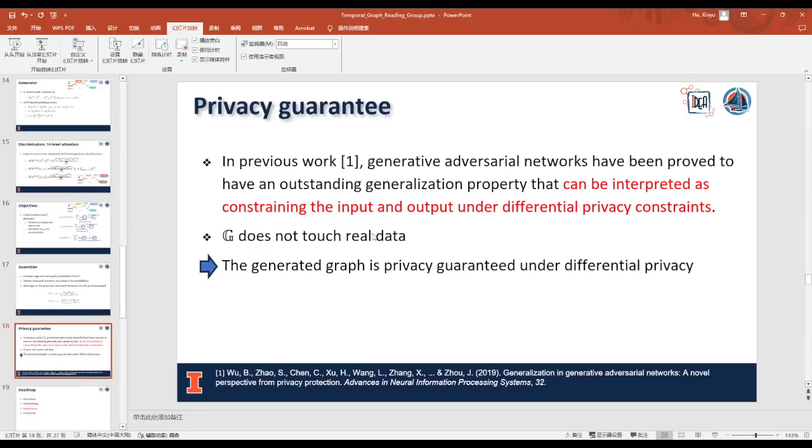As we introduced in the previous sections, the perturbed graph is differential privacy insured. In this part, we claim that the synthetic graph generated by the generative adversarial network is also privacy insured. This is because in previous work, generative adversarial networks have been proved to be interpretable as concerning input and output under differential privacy constraints. This means that if the input graph is differential privacy insured and inputs are IID distributed, the output will be differential privacy guaranteed as well. And as our generator does not touch any real data and the random walks are sampled IID, the synthetic graph generated from the generative adversarial network is privacy guaranteed under differential privacy.